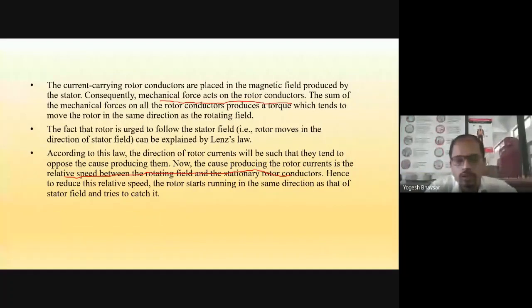EMF induce ज्यामुळे होतोय त्या कॉजला परत ते करंट जे सेटअप होतं ते करंट त्या कॉजला अपोज करतो. That is what the Lenz's law. So here, what is the cause that producing the EMF? The cause is nothing but the relative speed between rotating field and stationary rotor.